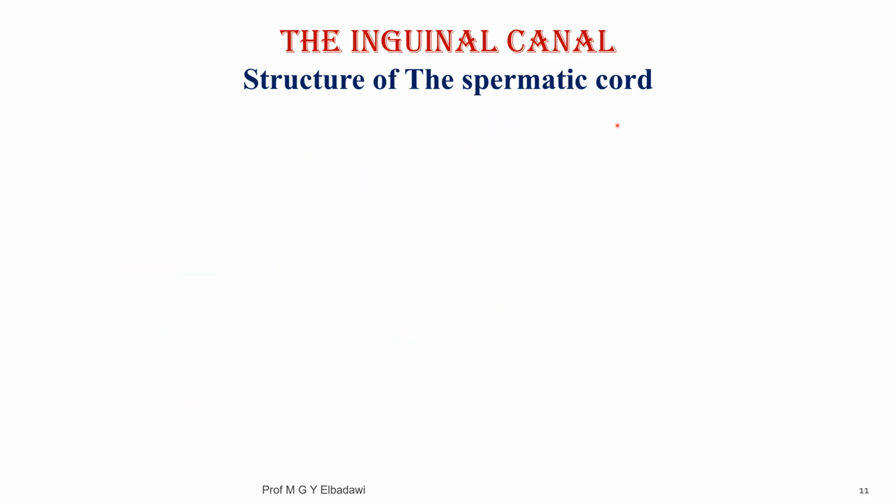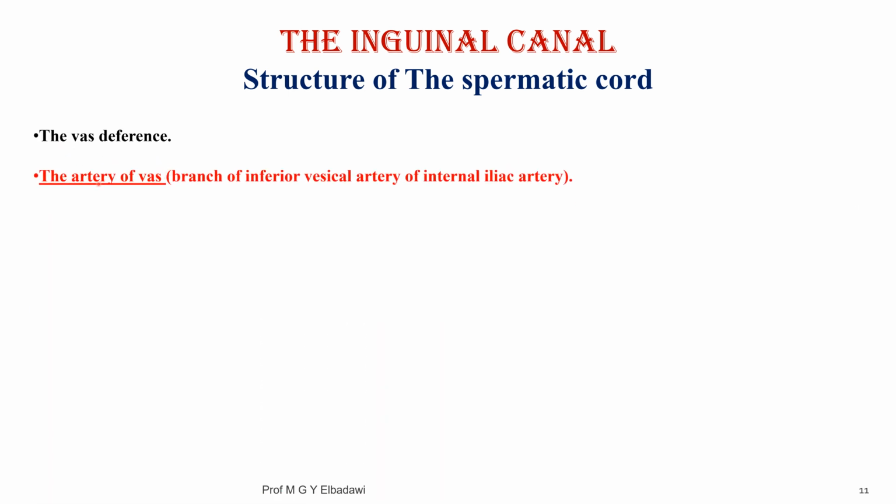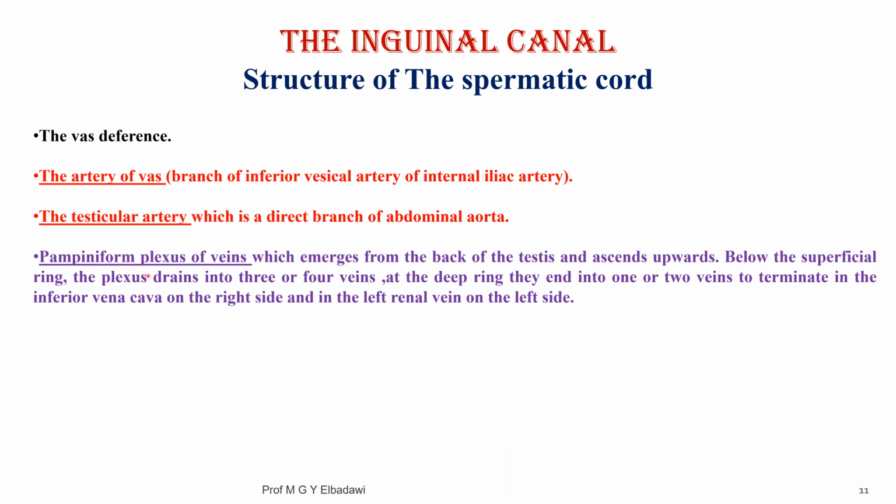Structures of the spermatic cord itself, which is one of the contents in the male: the vas deferens, the artery of the vas deferens, which is a branch from the internal iliac through the inferior vesical artery, and the testicular artery, a branch coming directly from the aorta at the level of the third lumbar vertebra.